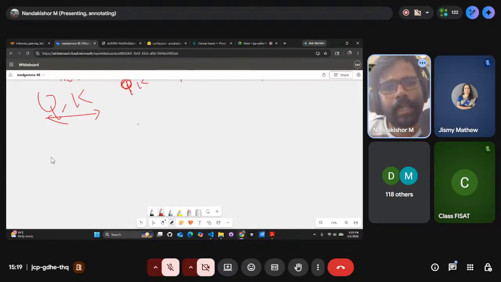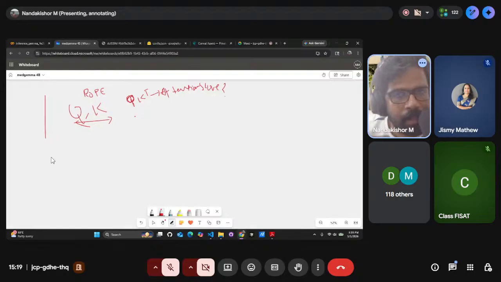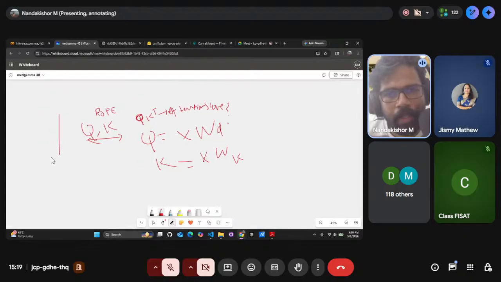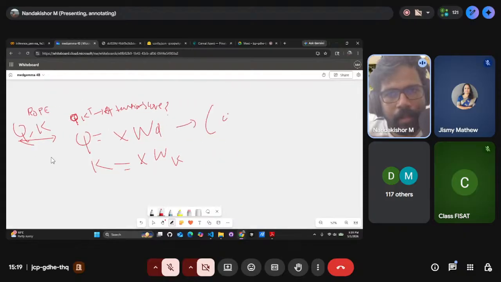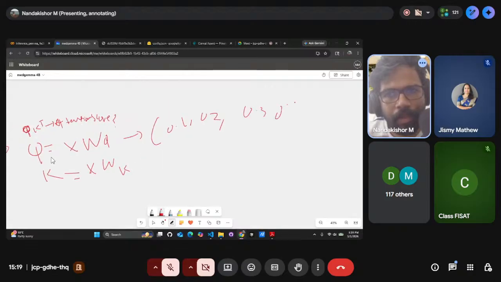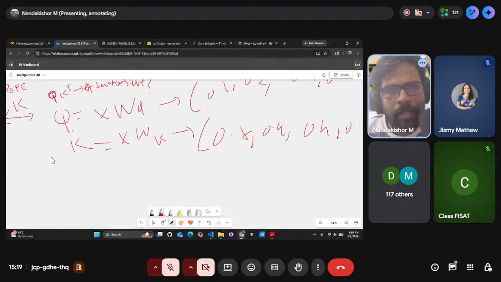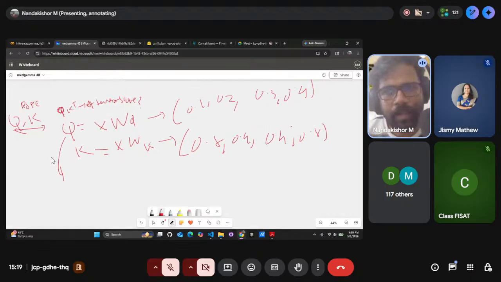So this thing has a problem. When it comes to query, query is x multiplied by Wq, and k is x multiplied by Wk, right? And you get vector values, say 0.1, 0.2, 0.3, 0.4. And similarly, you get 0.8, 0.9, 0.4, 0.8. This is just for example, right? So this has a problem.